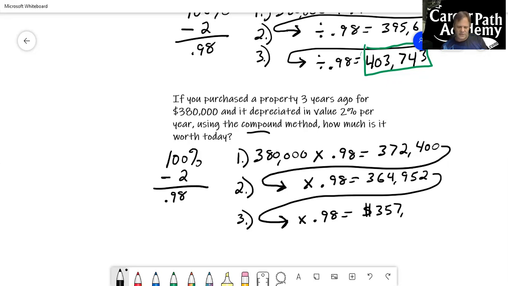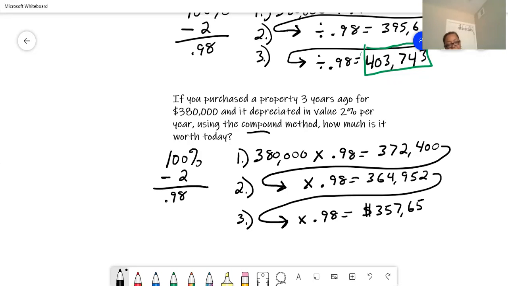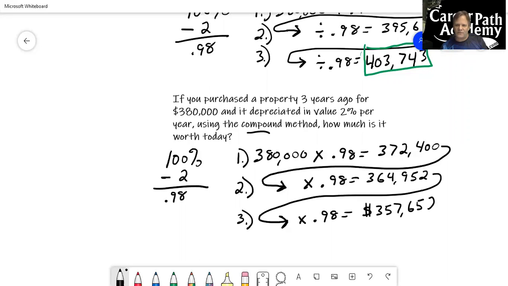357,650.3, because it's 52.96 and 653. Yeah, so it's actually 653 or 652.96. We just rounded it, right? Yeah. Okay, so you could round it up. The math problem on the exam, they'll probably round the number. They probably won't go down to the penny. So make sure that you just do the rounding on it. You just round to the closest number.